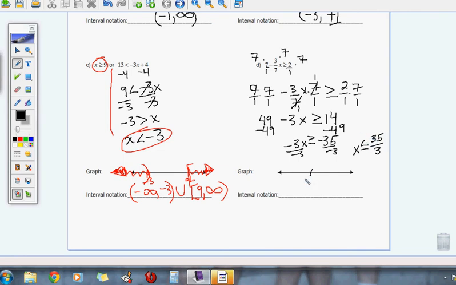So on our number line here, we're going to have 35 thirds, and we're going to shade to the left of it with a bracket, which means we include that. So the interval notation here again would be forever left, negative infinity, all the way up to 35 thirds with a bracket.